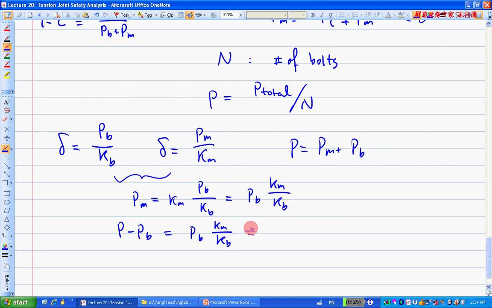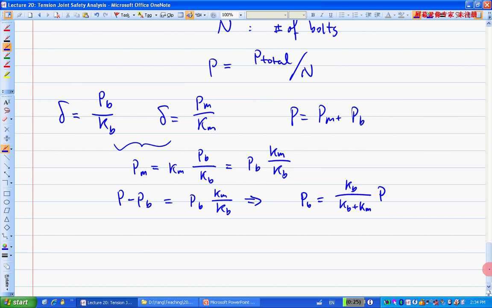So that gives us PB equals Kb over Kb plus Km, times P. So that gives us the PB value. PB is proportional to P by the fraction Kb over Kb plus Km. And how do we define C again? We define C as PB over capital P. That's how we define the C value.